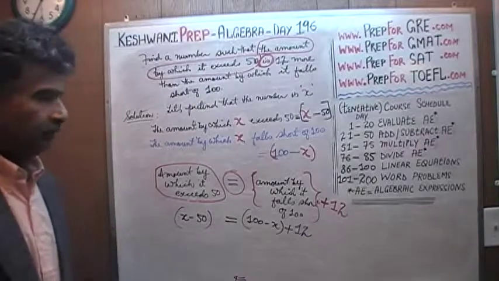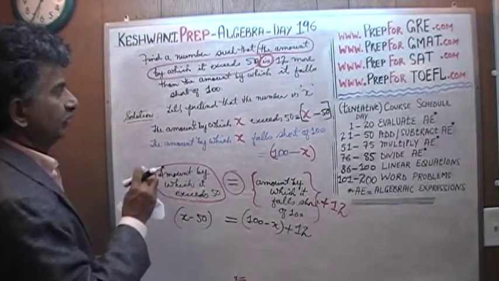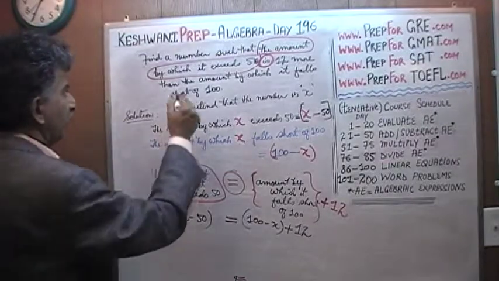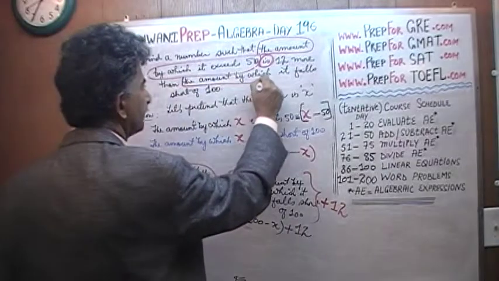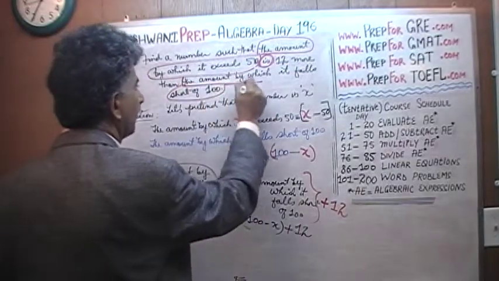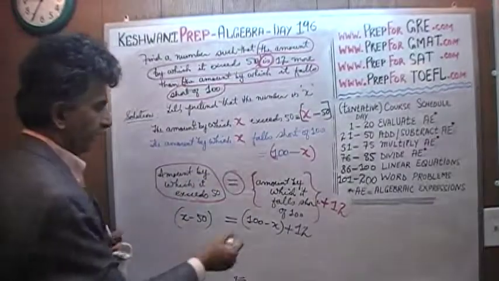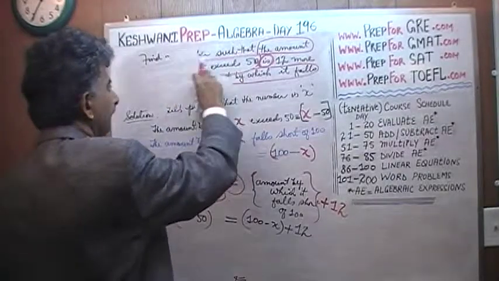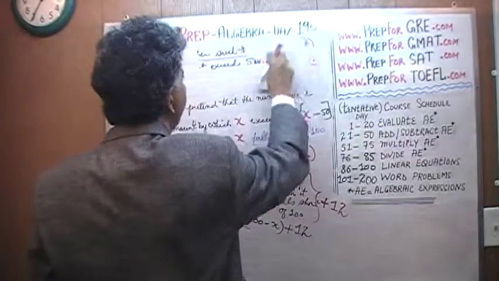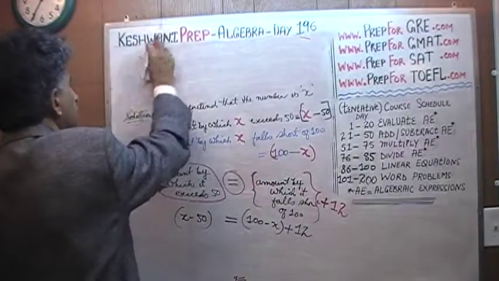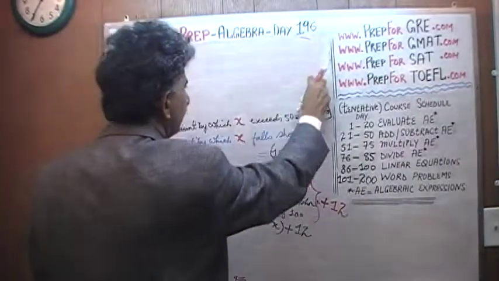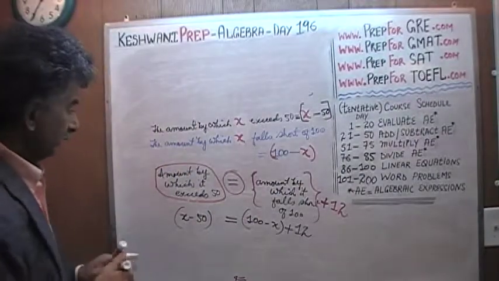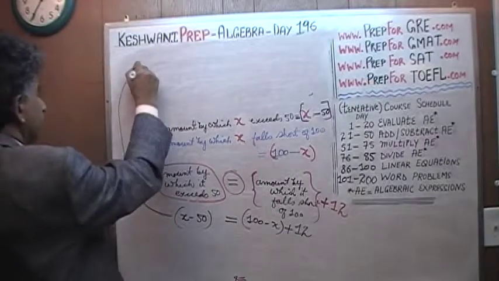I need the room and I don't want to keep it going down, so I'm going to do it on the top here. We don't need the question anymore. I'm going to erase it. So this is the amount by which it falls short of 100, right here. So we carry on with our equation here.